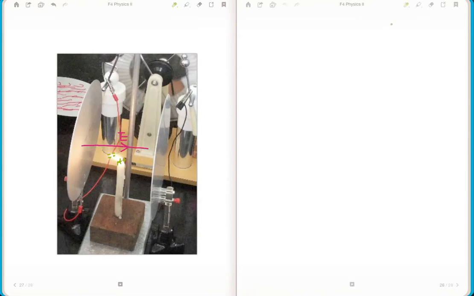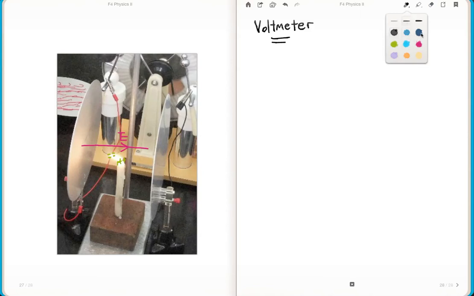Because what I'm going to do next is show how to measure them. What's the work done from one plate to another? The measurement tool is called a voltmeter. You will see one of those in your school laboratory, in one of the experiments performed in your coursework.